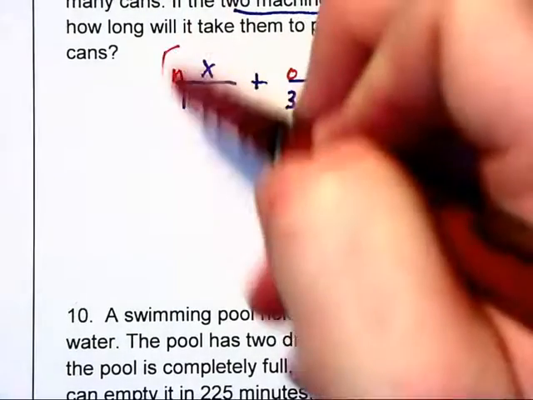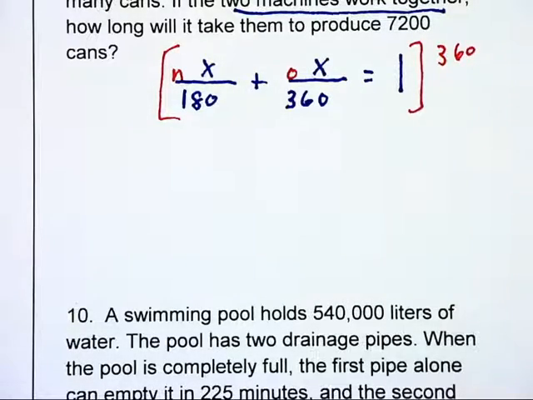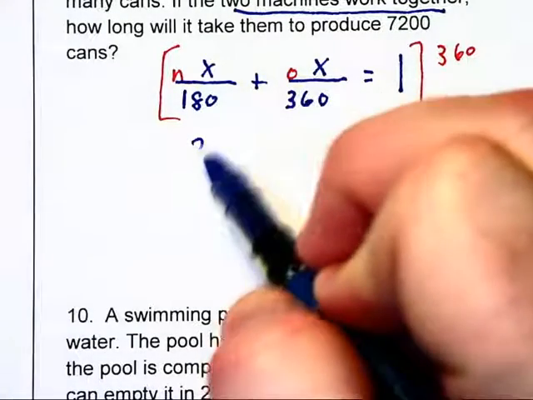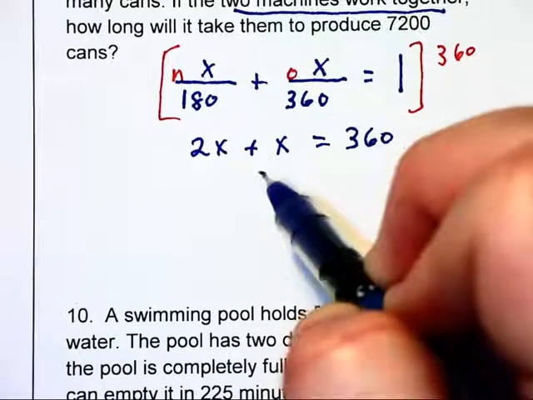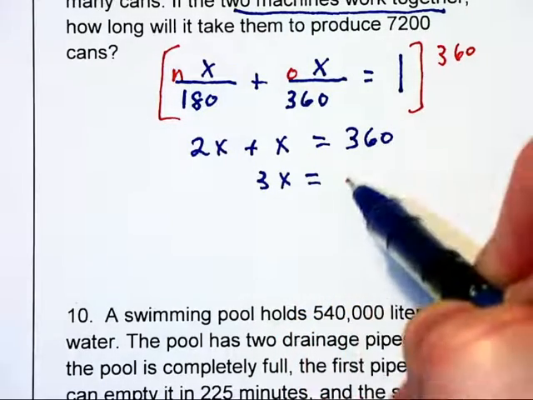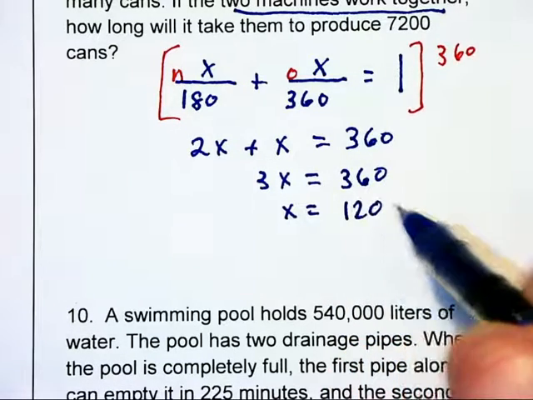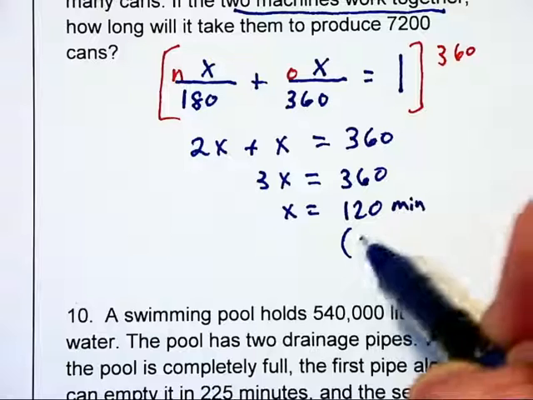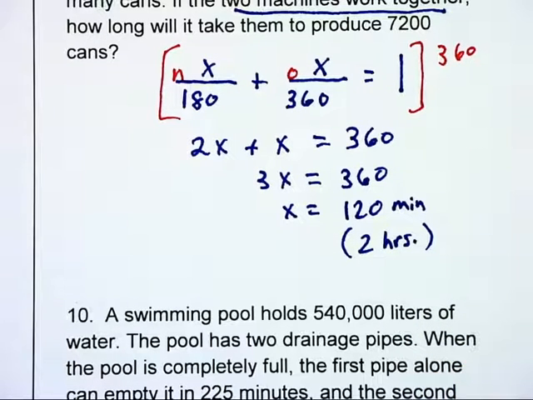We're just going to multiply through by the least common denominator of 360 to get 2x plus x equals 360. 3x equals 360. Therefore, x equals 120 minutes, or if you want to write that as 2 hours, you can do so. So we have another clean problem, with a clean solution, I should say.